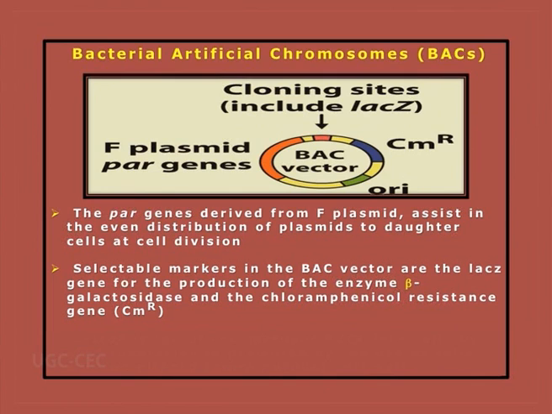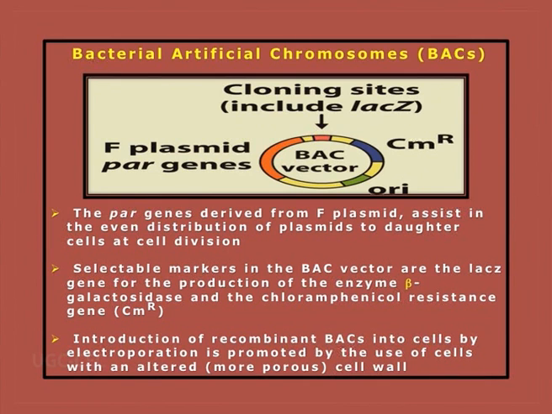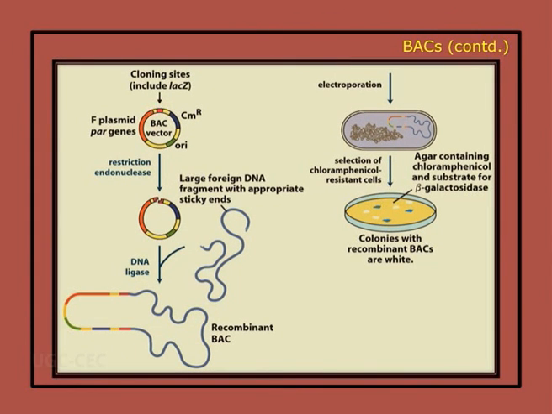The selectable markers in the BAC vector are the lacZ gene for the production of the enzyme beta-galactosidase and the chloramphenicol resistance gene, or the CAT gene. Introduction of recombinant BACs into the cell is done by electroporation, which is promoted by making the cells more porous. You can see here the picture of a BAC wherein the F plasmid par genes and chloramphenicol resistance genes are there, and this large cloning vehicle can incorporate a huge amount of DNA. This entire recombinant BAC is introduced inside the bacterial cell by means of electroporation, and we select those recombinant cells by means of blue-white selection.